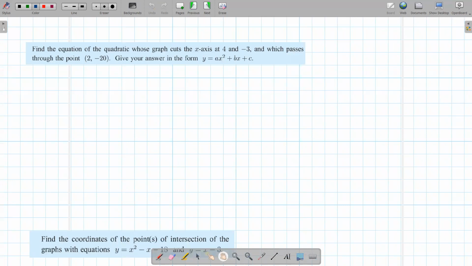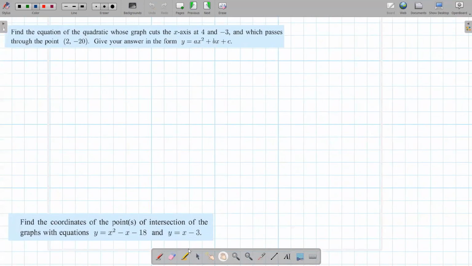Now, please try to solve these 2 questions. First one, then end with the second question.